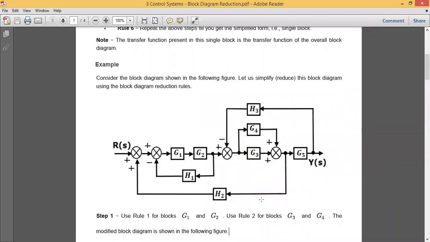Then what observation can we have? Apply rule number 2. See where the parallels are. G3 and G4 are in parallel. Once you know that these two are in series and these two are in parallel, you should simplify. Simplify means, as I told in the previous lecture, if the blocks are in series, you multiply. If the blocks are in parallel, you add. So that we will do.